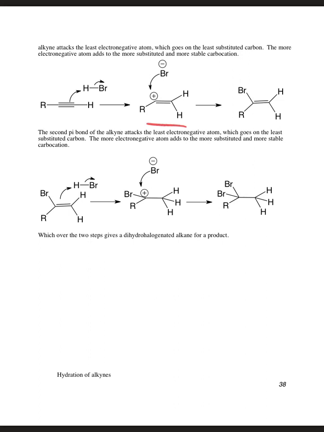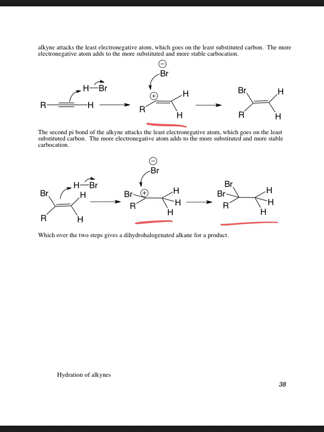So on the next page, we have the mechanism where the pi bond goes and grabs the hydrogen to form the vinyl cation, shown here. The bromide adds to that vinyl cation to form the vinyl bromide, and then the double bond goes and attacks the hydrogen, kicks out the bromine, forming a new cation here, and the bromide adds to that to give us the 2,2-dibromoalkane. Okay.